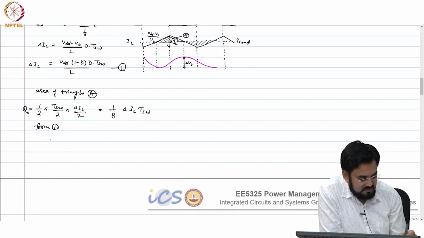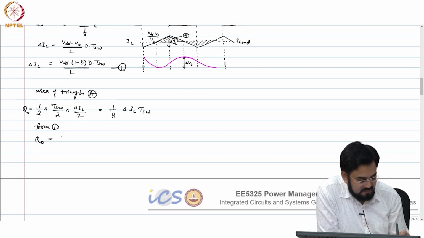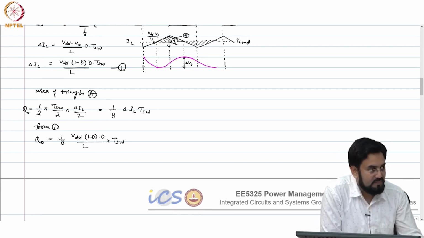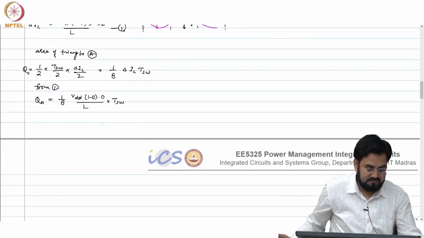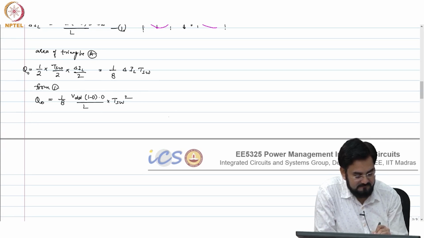Delta IL, 1 by 8 over L, correct. Multiplied by, so TSW square, correct.